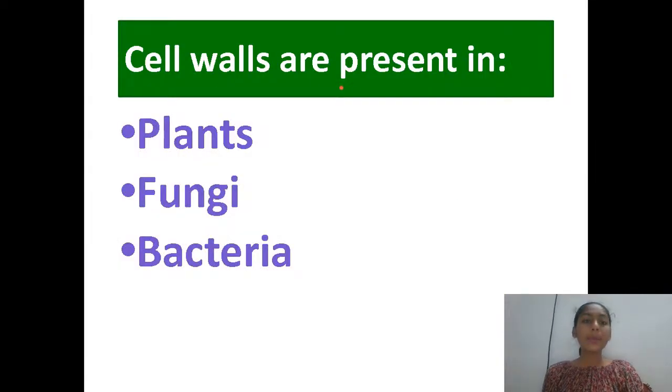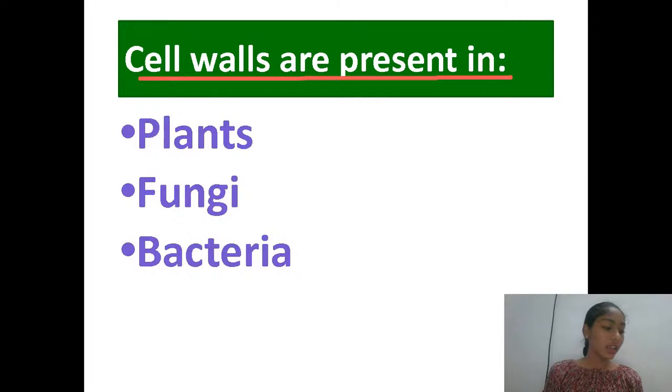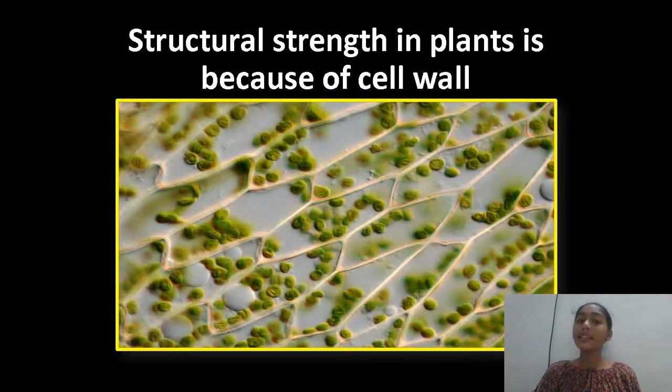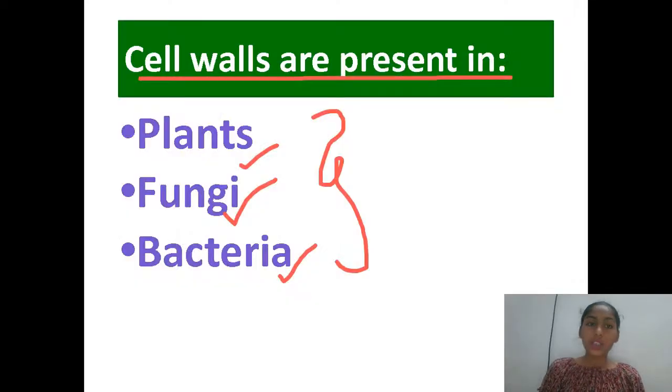Cell walls are present in where? Pay attention, Christy. It is your doubt, right? Cell wall is present in plants, fungi, and bacteria. These three organisms have cell walls because they need structural support. As we have learned here, the cell wall provides structural strength. So these three organisms need structural strength, and that is why they have cell walls.